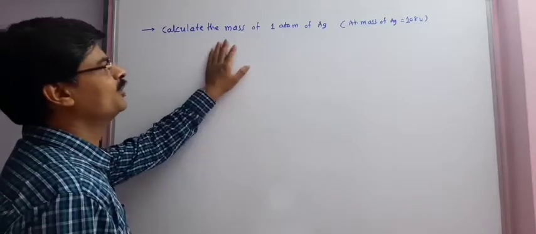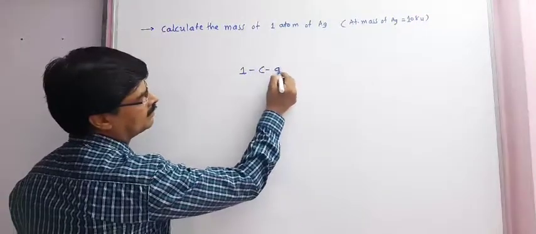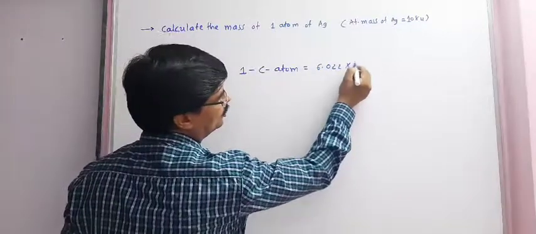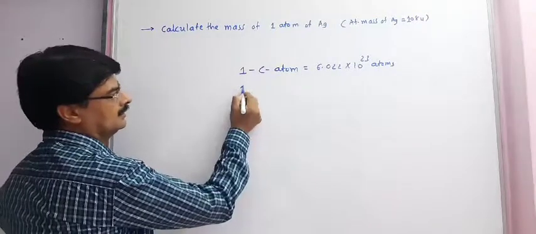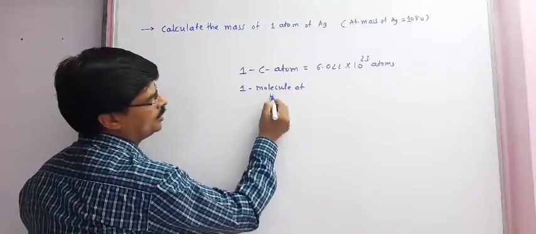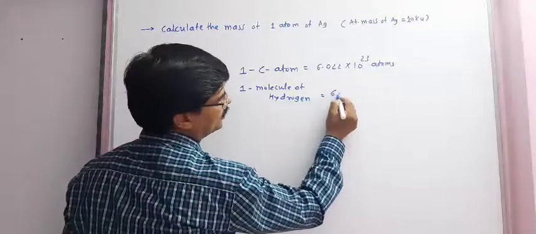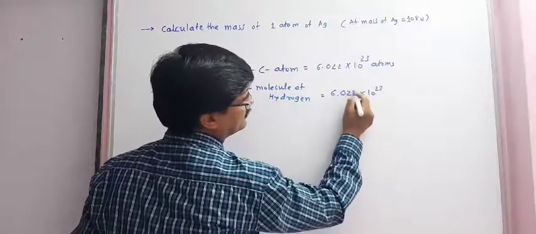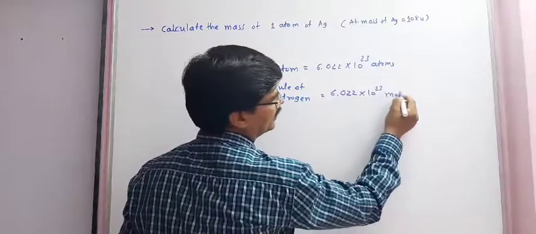Before we study this numerical, we shall also remember that 1 mole of carbon atoms means 6.022 into 10 raised to 23 atoms of carbon. One mole of hydrogen molecules is equal to 6.022 into 10 raised to 23 molecules.